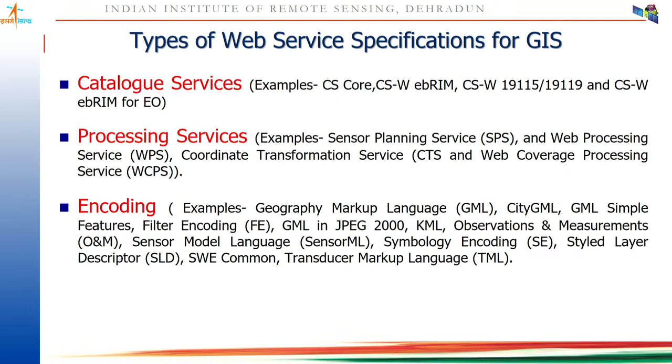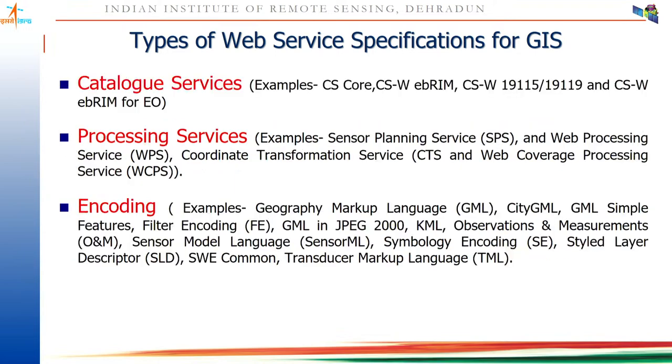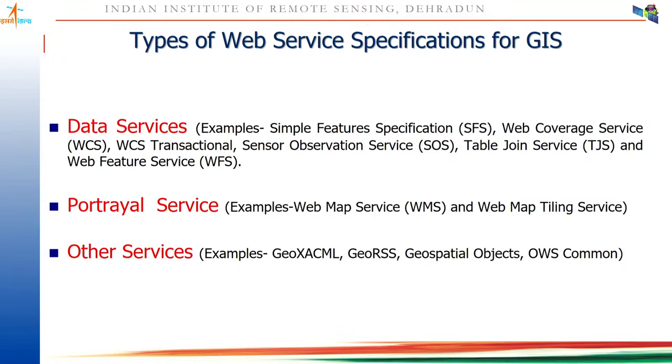Similarly, for encoding, for data representation purposes, we have popular encoding methods like GML, KML, or SLD, where we basically represent the data in the form of XML, extensible markup language, so that it will be readable and the user can customize and modify it as per their requirement. Data services is where actual data will be shared with the users. Portal is for visualization purposes. Other services include GeoXACML, GeoRSS, and so on. These services are useful basically for developing smart solutions or smart GIS applications.